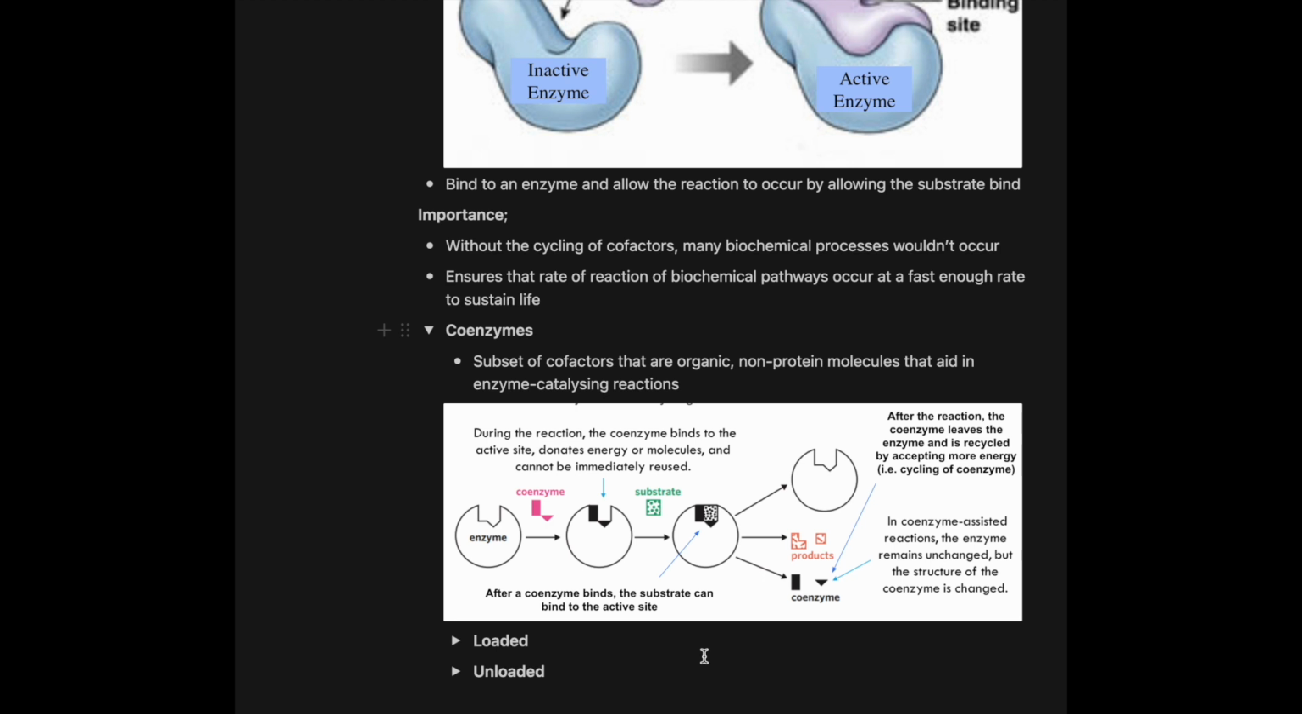And then after the reaction occurs, since the catalyst is not used up, it reverts to its original shape and can be used to catalyze future reactions. And as for the products, they just go away. The structure of the coenzyme is changed and can only be converted back into its loaded form if it is supplied chemical energy to allow these groups to be reformed.